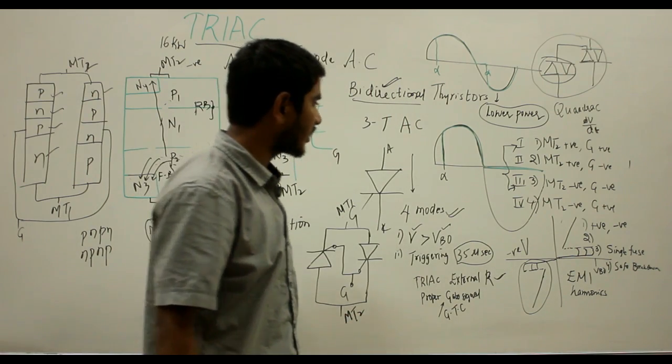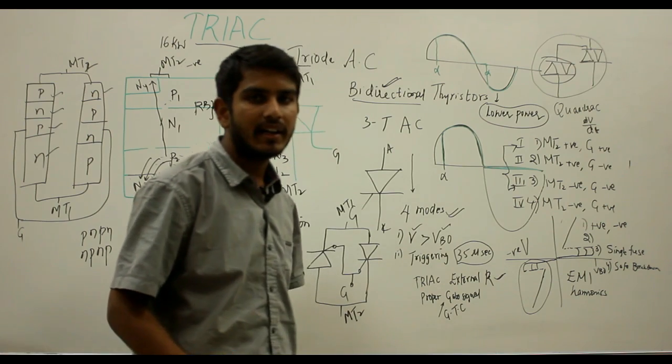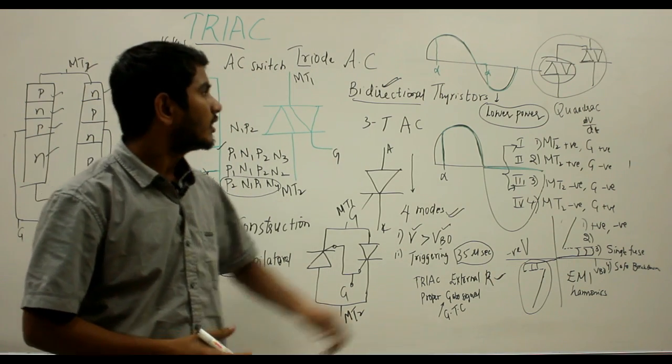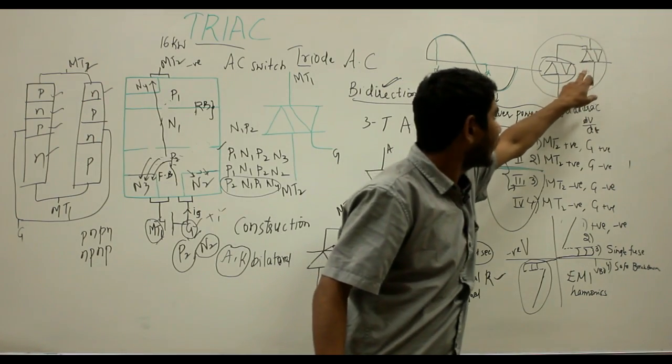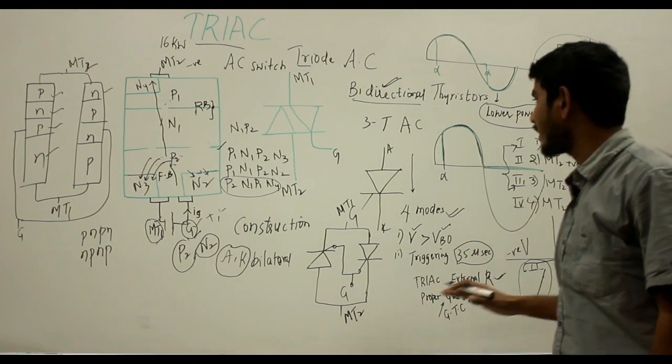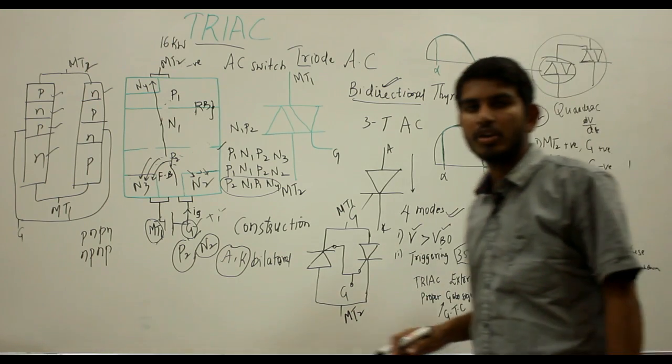So the applications include control circuits and light dimmer circuits, as well as AC power control with the combination of diac and triac. So this is all about the triac construction, operation, characteristics and the applications. I hope you understood well.